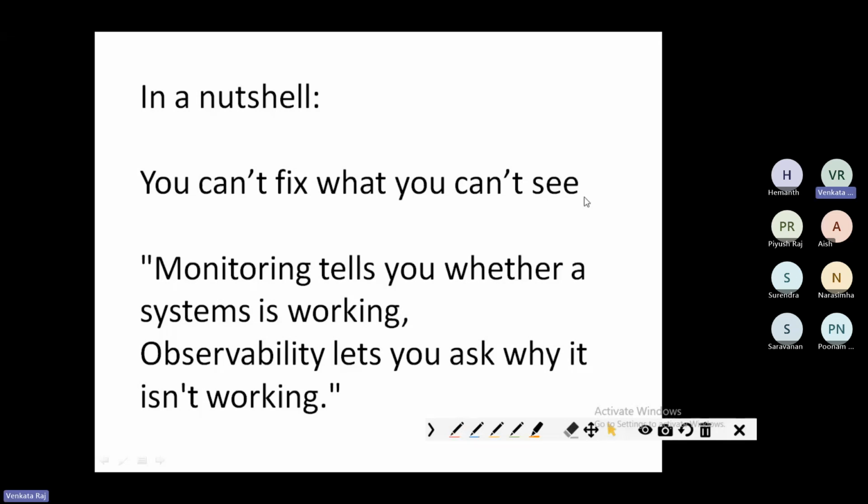So we'll move to the next one. Any questions till now? Are all of you clear on the fundamental concept of monitoring and observability? How are they different from each other? Yes or no, everyone?